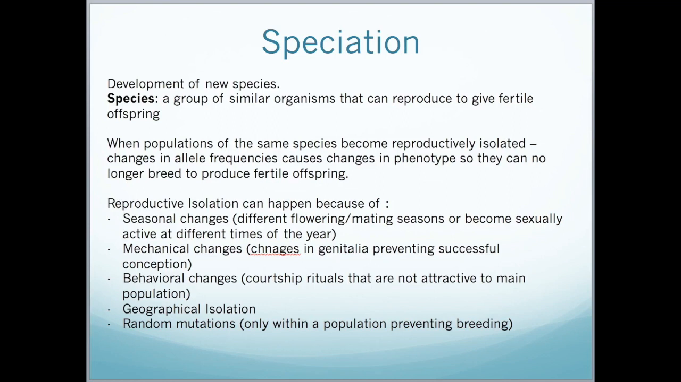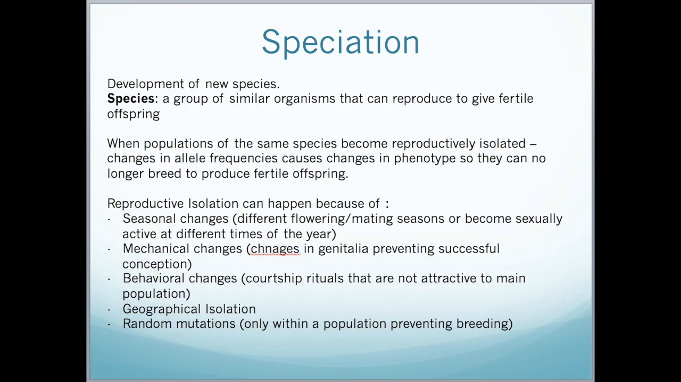So when populations of the same species become reproductively isolated, this means that there are changes in the allele frequencies, which can cause changes to the phenotype, so they can no longer breed to produce fertile offspring. There are different ways by which reproductive isolation can happen. The things that we need to know about are seasonal changes, mechanical changes, behavioral changes, geographical isolation, and random mutations.